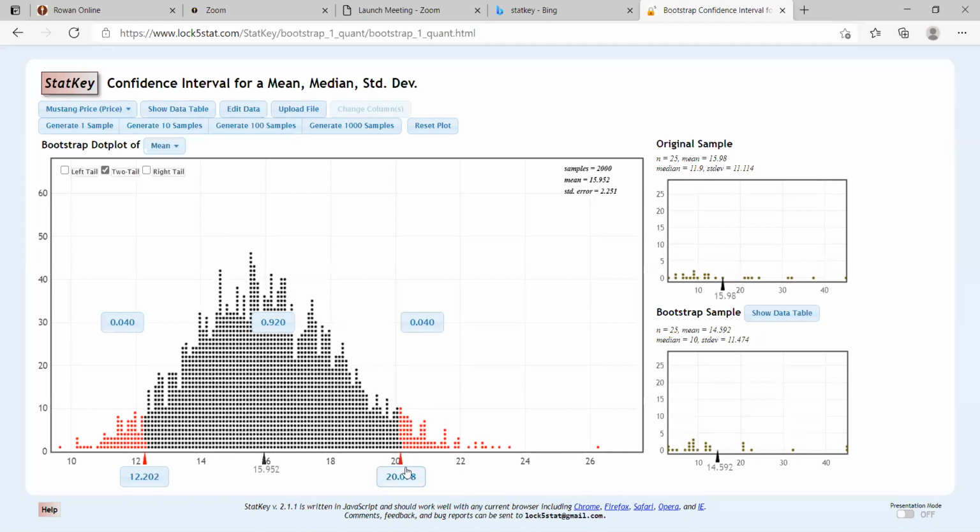And by the way, this is a computer simulation, which means that if I ran this again for 2,000 samples, I'd get a different answer because the computer is creating these bootstrap samples randomly. So even running this again will create different confidence intervals. Just know that this is the bootstrap confidence interval, and if you did many other samples, you would get different confidence intervals. But a 92% confidence interval for this particular sample indicates that we're 92% sure that the true population mean is between these two numbers.